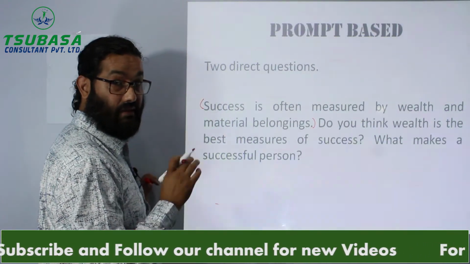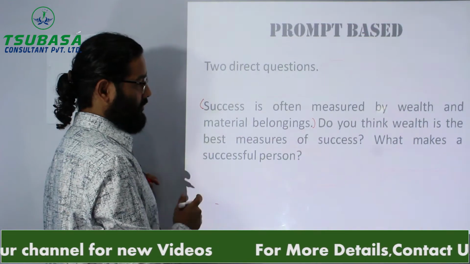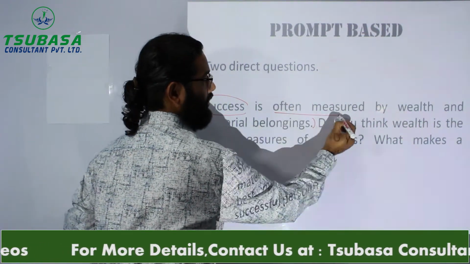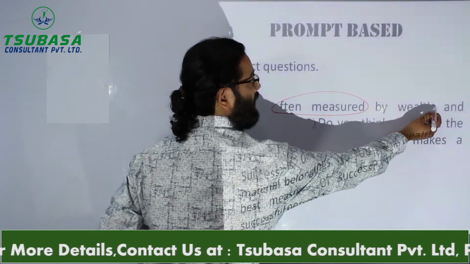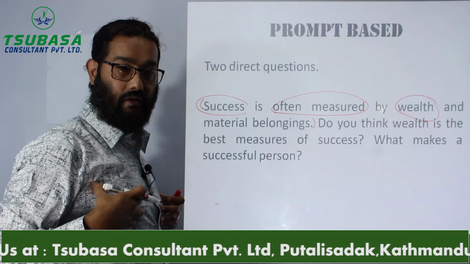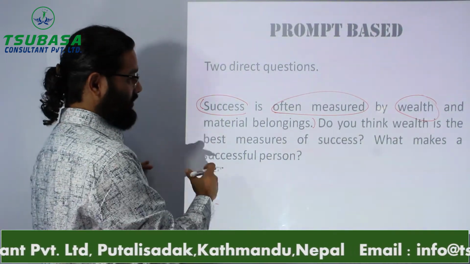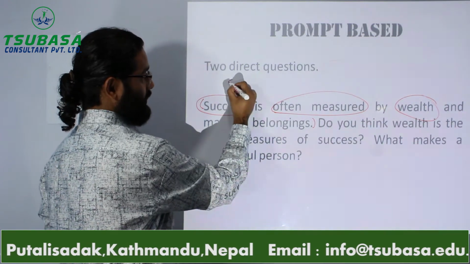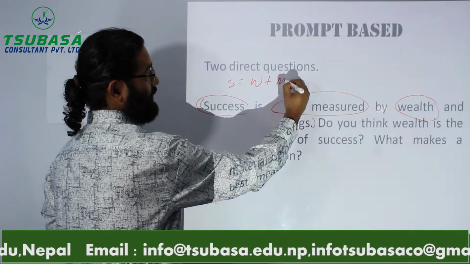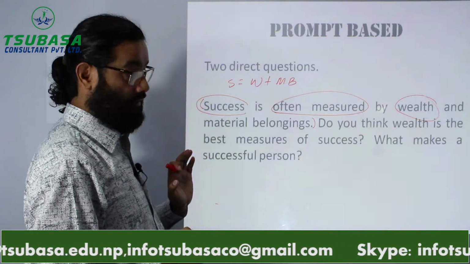Now see, this is a prompt. What does the prompt say? Success is often measured by wealth. That means if you are a successful person, it is because you're wealthy, and have material belongings. So success equals wealth plus material belongings. So this is the prompt.